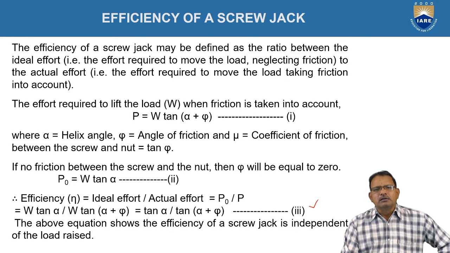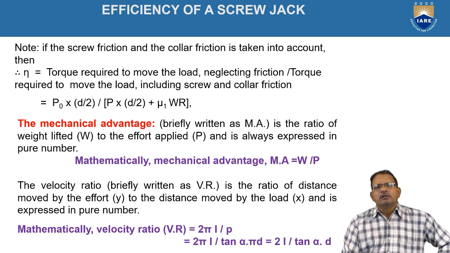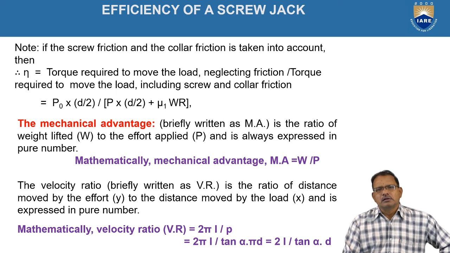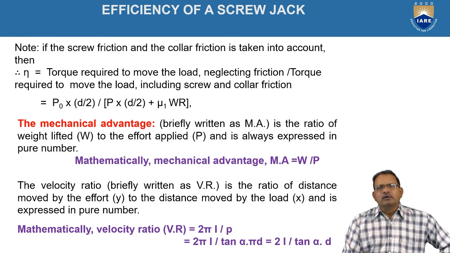The above equation is representing the efficiency of a screw jack, which is not at all depending on the load applied as well as the torque applied at the end of the lever or at the circumference of the screw. It purely depends upon the angle of friction. When we are considering the friction between the body and the collar, then the total effort is given by P into D by 2 plus mu1 into W into R.